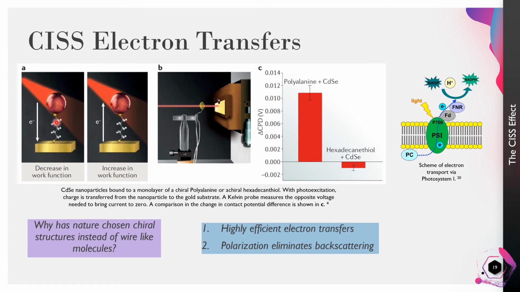So if there were a lot of electrons being transferred through the chiral molecule, then it would take a higher voltage to negate that current. And we can see here for the chiral substrates, it takes a much larger voltage to negate that current induced by the excitation of electrons from the nanoparticle. So the picture is starting to come together now of why nature has chosen chiral structures.